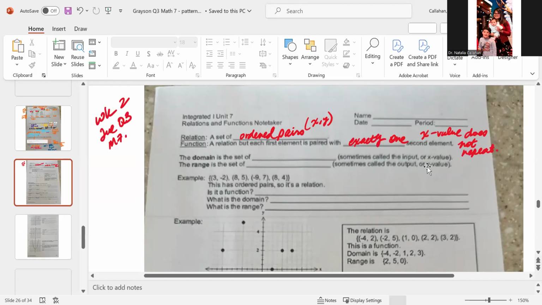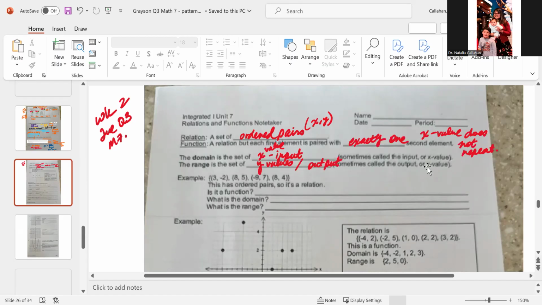The domain is a set of X values, or input. The range is a set of Y values, or output.